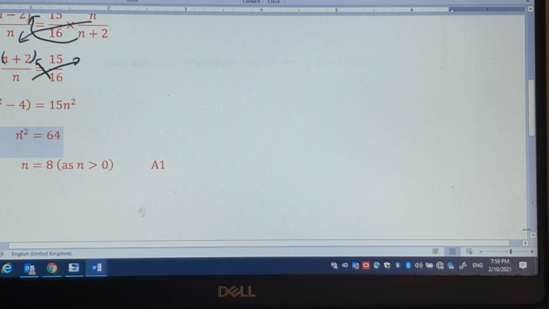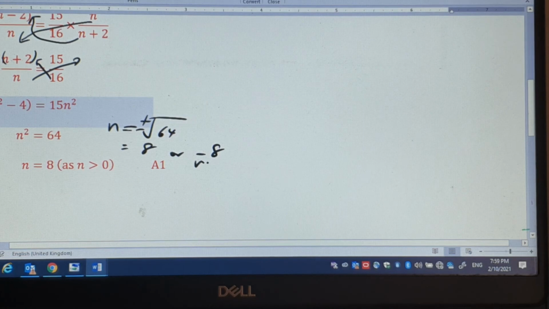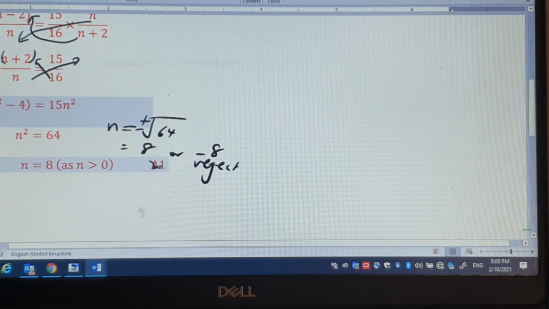Now, whenever you take square root of both sides, remember, you must have plus minus. Then you will get 8 or minus 8. So you reject this answer. Why? Because your number of sides must be positive. How can number of sides be negative? Okay, so that's all. We'll end here.